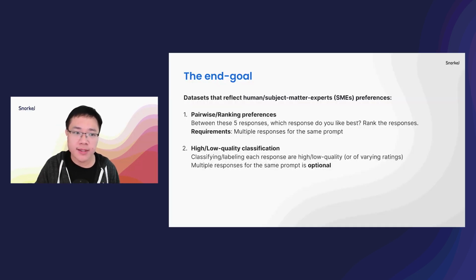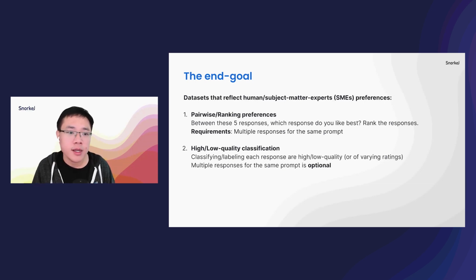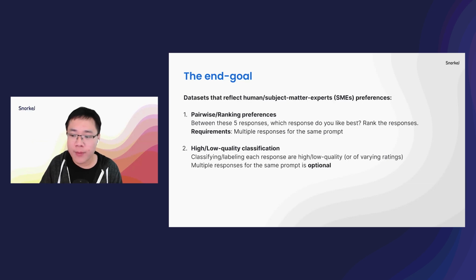So the end goal of this process is to have data that reflects human subject matter experts' preferences. You can approach it with two primary techniques. You can do pairwise or ranking preferences: between these responses, which one do you like best? And you can rank the responses. The requirement is you need multiple responses for the same prompt. The second approach is more like a high-low quality classification, where you're trying to classify if a response is high or low quality, or give varying ratings. Multiple responses for the same prompt are optional.